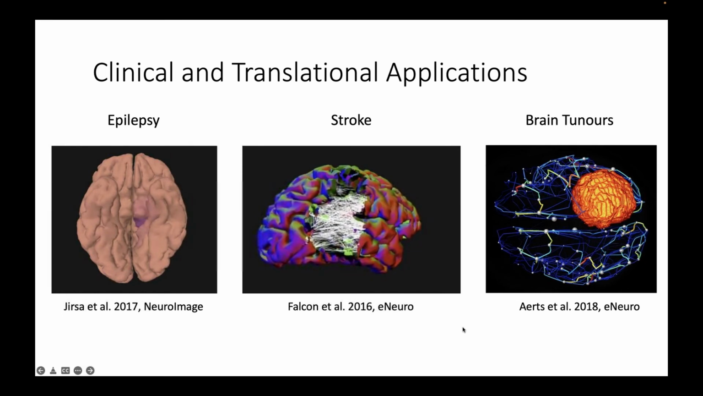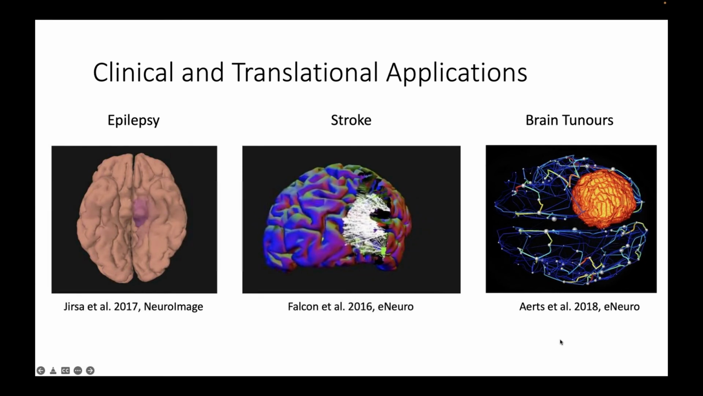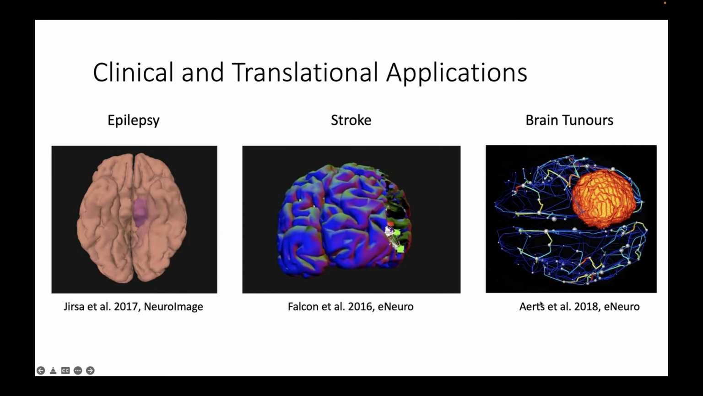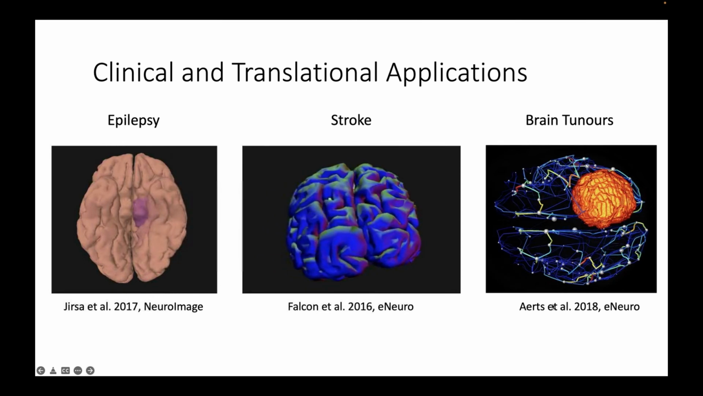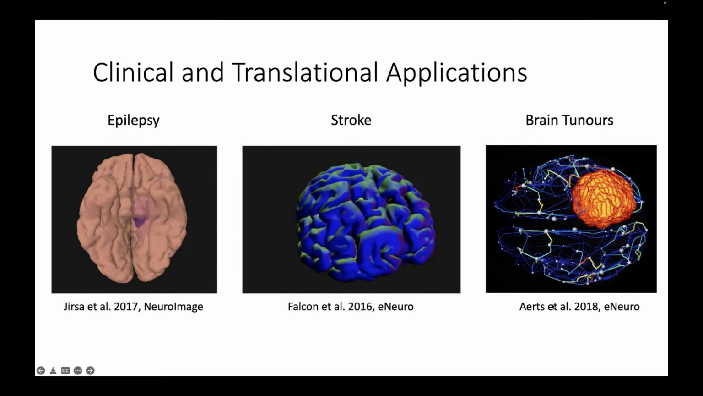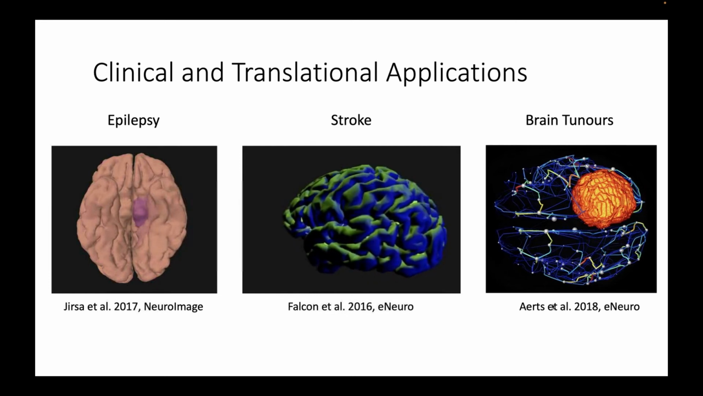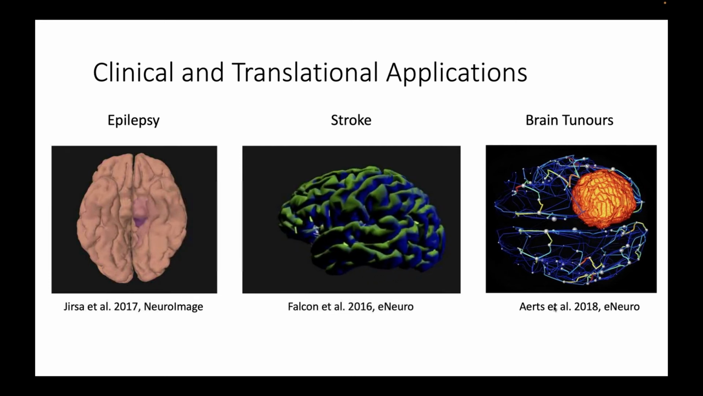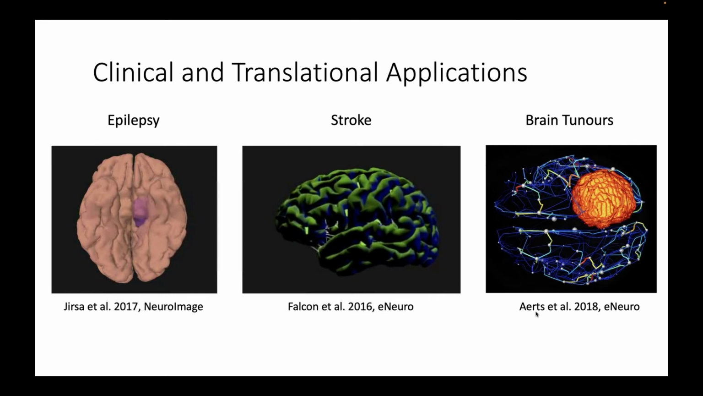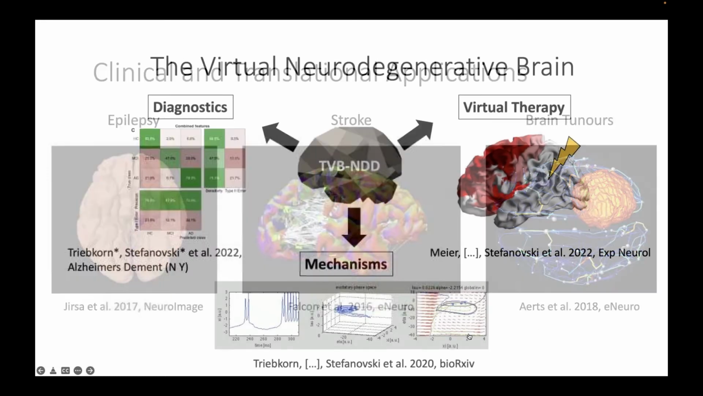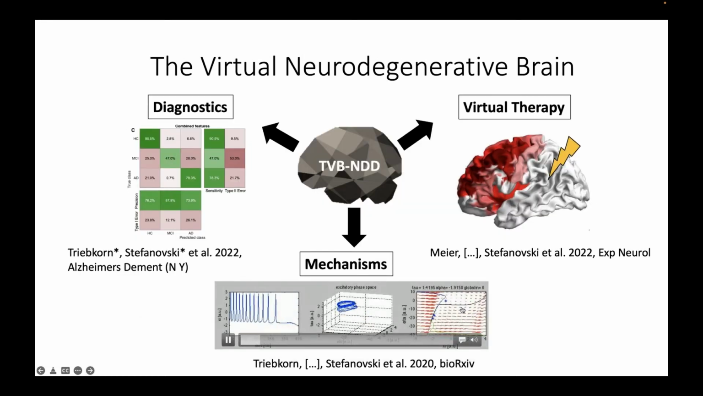And another single case application was, for example, for brain tumors, where we could also show that the parameters surrounding a brain tumor, where cytotoxic edema takes place, have different characteristics in the simulation than the healthy tissue. So what about neurodegeneration? You might recognize this figure. A similar figure was shown by Petra in the first talk.